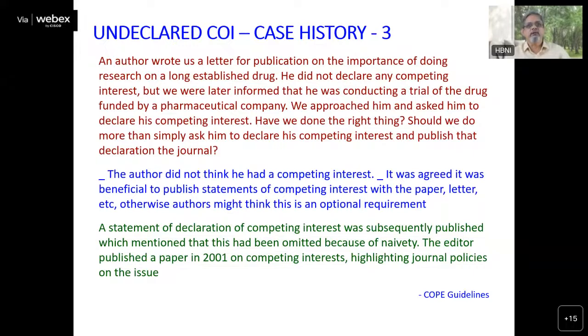Here the author felt that he did not have any competing interests. It was agreed that it was beneficial to publish statements of competing interests with the paper, letter, etc. Otherwise, the authors might think that this is only an optional requirement. So this declaration of competing interest was subsequently published, which mentioned that it had been omitted because of naivety. That means the author did not know that he should submit this information. And the editor published a paper in 2001 on competing interests, highlighting the journal policies on the issue, which is useful for future authors.